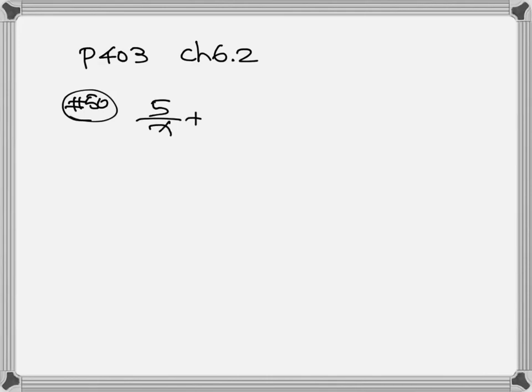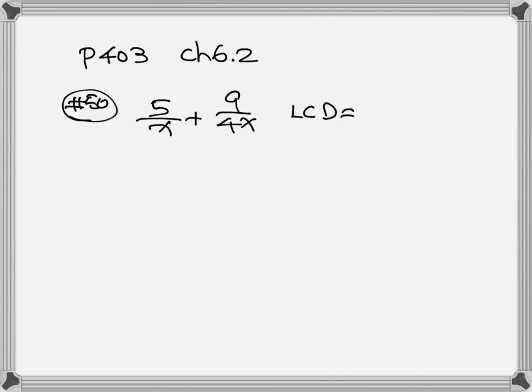Page 403, section 6.2. We're going to add or subtract fractions. Let's look at number 50. So here we have 5 over x plus 9 over 4x. We need to find the least common denominator.